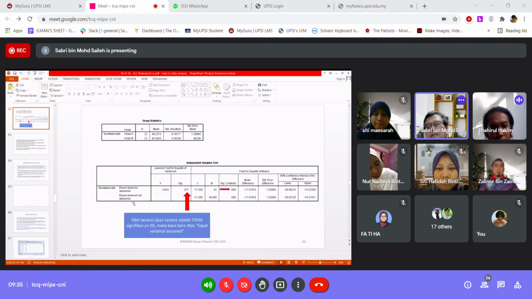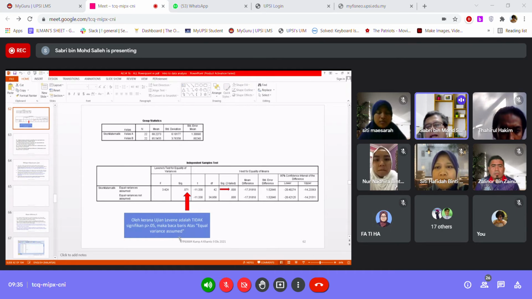Apabila nilai P lebih besar daripada 0.05, doktor. Okey. Oleh kerana 0.71, kita baca yang atas. Atas kata apa? Equal variance assumed. Bermakna dua-dua taburan data ni homogen, sama. Oleh kerana dia more than 0.05. Tapi kalau less than 0.05, kita baca yang bawah. Less than 0.05 bermakna taburannya tidak homogen, tak sama antara kedua-duanya ni.